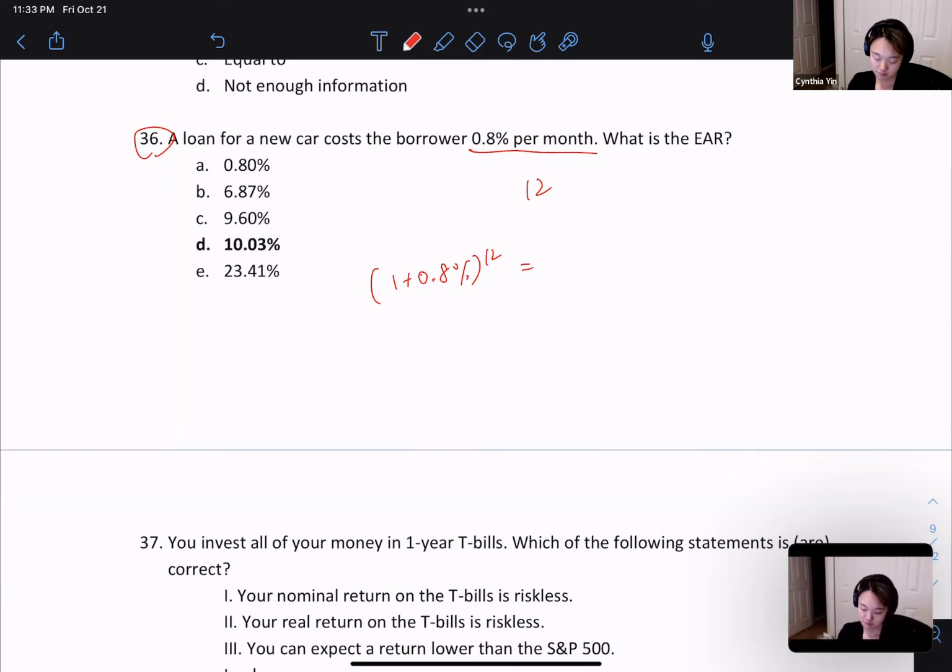-1. So it's just a 10.03%, right? So answer is D. It's just a formula sheet.